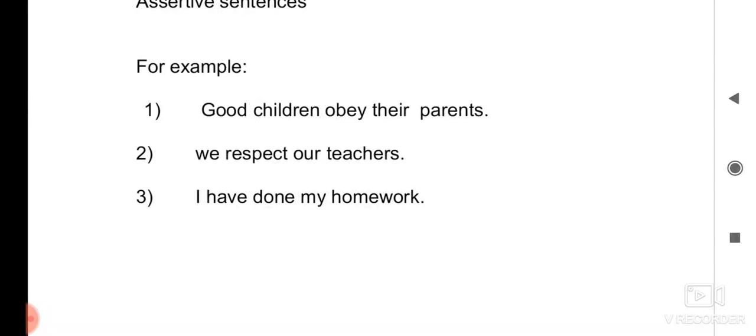The second example is, we respect our teachers. Here again, this sentence is asserting a fact. It is making a statement. So, this sentence is called an assertive sentence. The third example is, I have done my homework. Here again, there is a fact, there is a declaration, there is a statement that is being made. So, this would be called an assertive sentence.